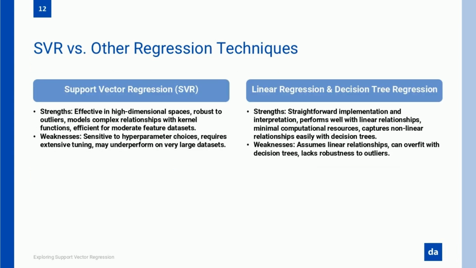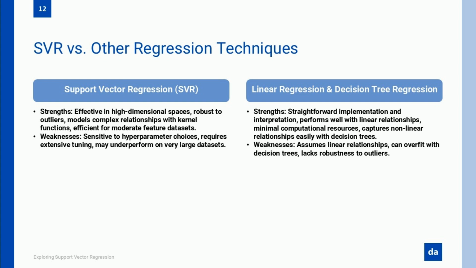Let's find out next. Support vector regression is a powerful tool, but how does it stack up against other regression techniques? Understanding its strengths and weaknesses compared to alternatives like linear regression and decision tree regression helps us make informed decisions about when to use SVR and when another method might be better suited. Let's start with linear regression, one of the most widely used regression techniques. It is simple, fast, and easy to interpret, making it a go-to choice for many applications.